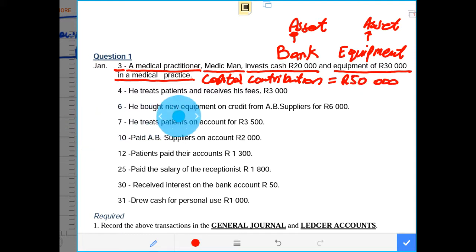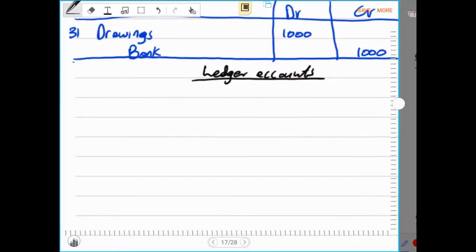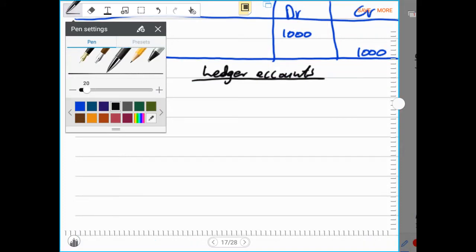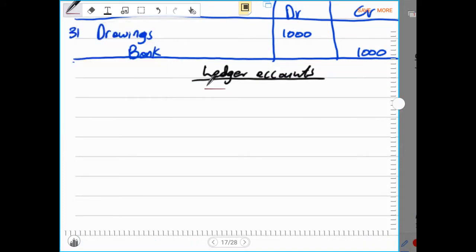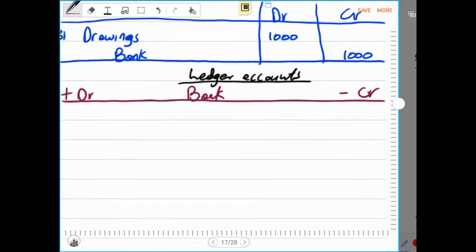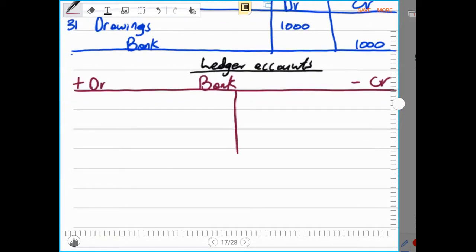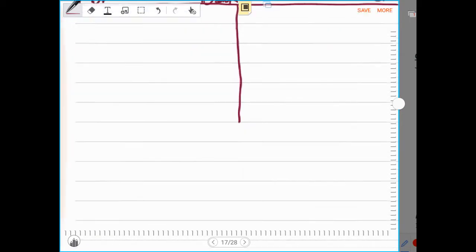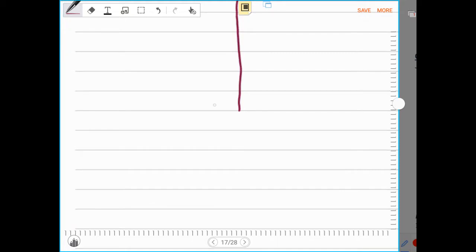So now we have to open the three ledger accounts at the same time. The first ledger account will be bank, and we open our bank account. We know that bank is an asset, and bank increases on the debit side and decreases on the credit side. So now we draw enough lines because there might be other entries that will affect our bank.